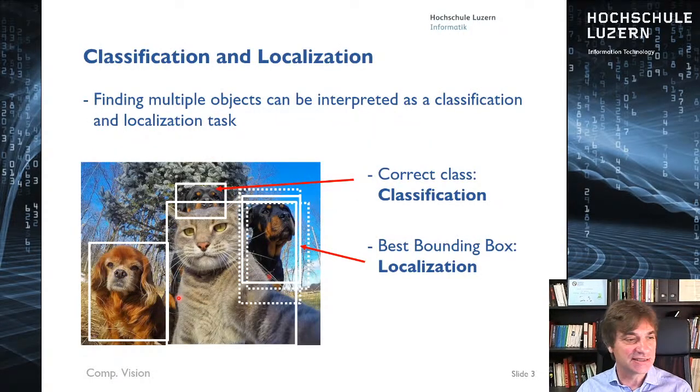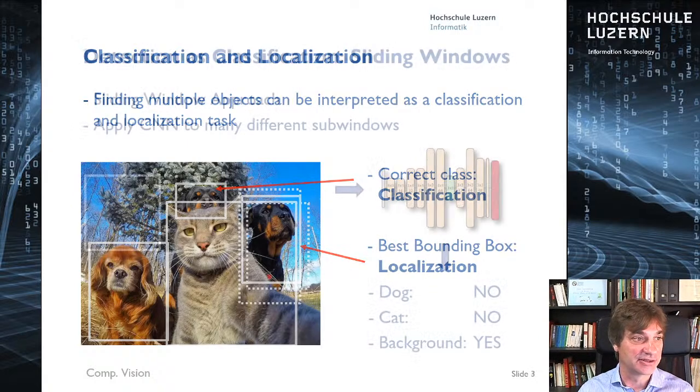But maybe let's go through that again. What is actually the problem that we want to solve? We want to classify and localize objects in the image. For example, if you have this region here, that's a dog, so you want to classify the dog, but it is also a localization task, because you want to find the dog here and not at some other point in the image. So you have a classification and a localization problem that you would like to solve.